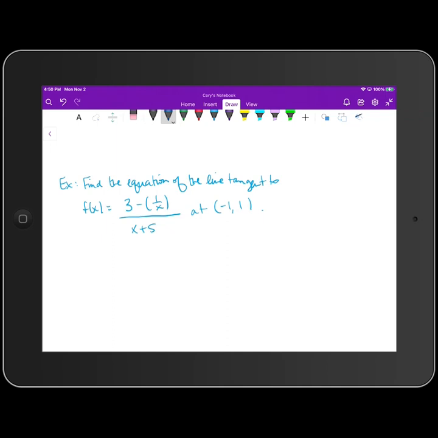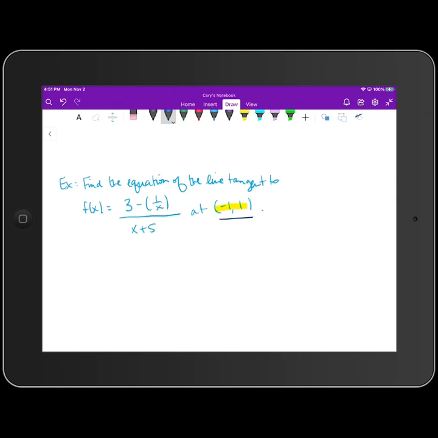Okay, so again, first thing we want to check here, does this point lie on the graph of our function? So when we plug -1 in the place of x, it hopefully will give us an output of 1. So when we plug -1 in the place of x, we get 3 minus 1 over -1, which is -1. 3 minus -1 is the same thing as 3 plus 1, which makes the numerator 4. The denominator is going to be -1 plus 5, so that denominator becomes 4 as well. So that is 4 over 4, which is equal to 1. So that checks out. That's great news. That tells us that the point -1, 1 is the point of tangency.